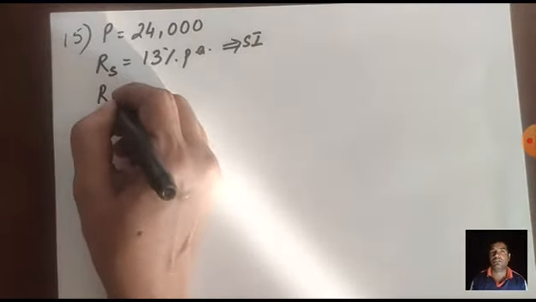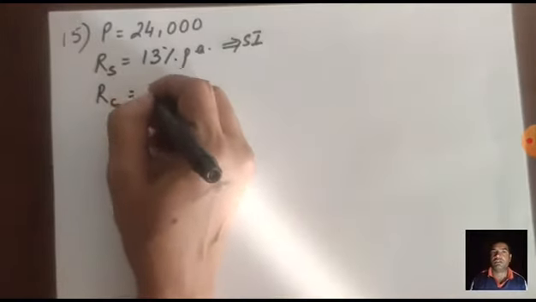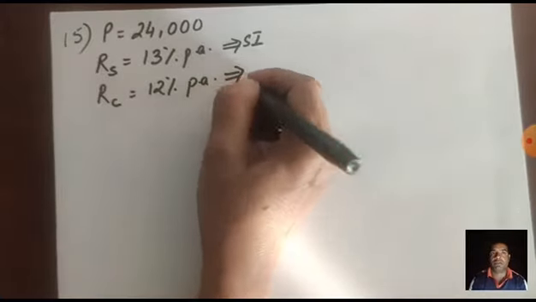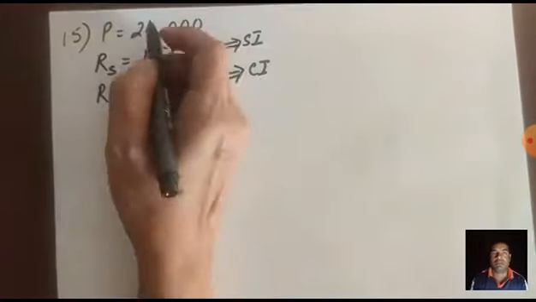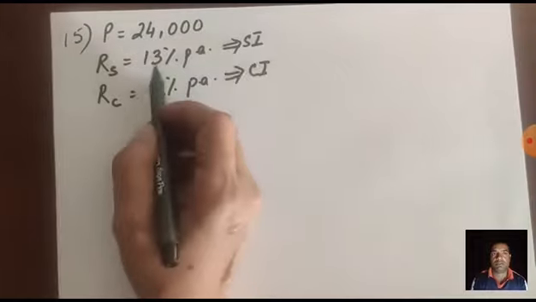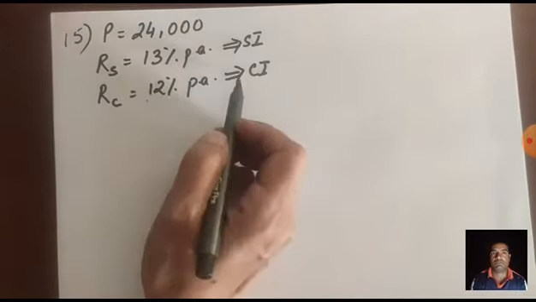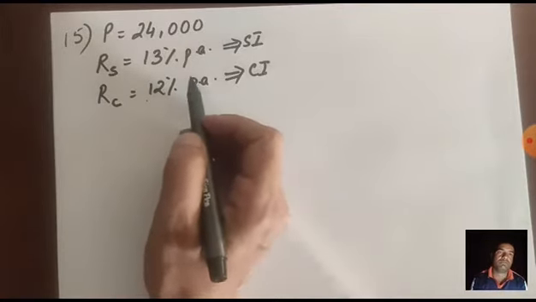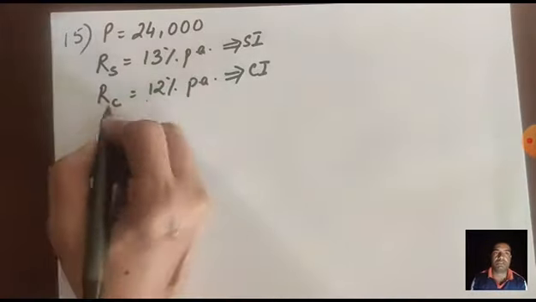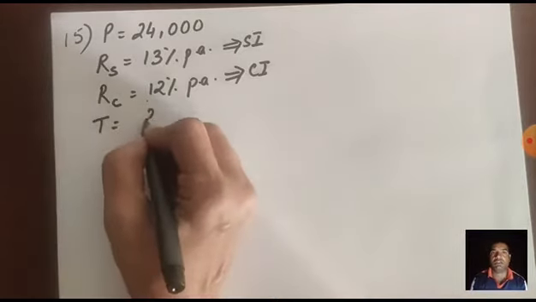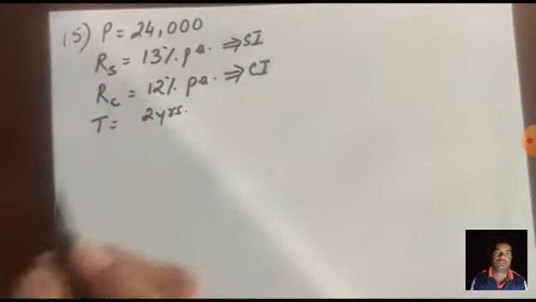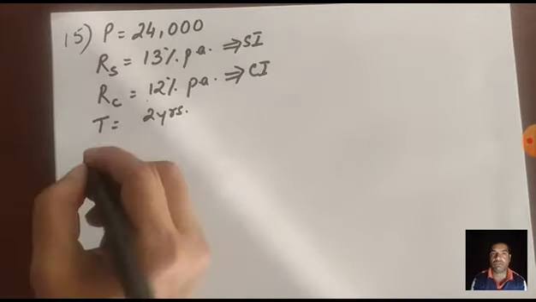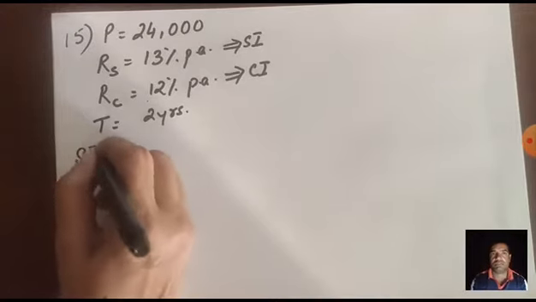The rate for the compound interest is given as 12% per annum for the CI, compounded annually. Time is equal to 2 years for both cases, for the simple interest and for the compound interest. So we have to find the earning.